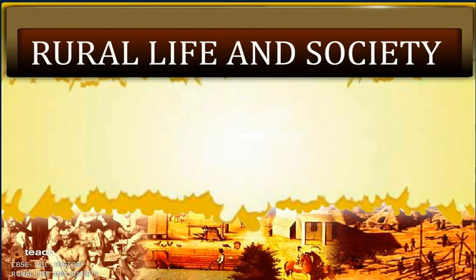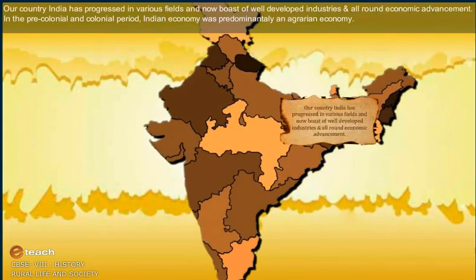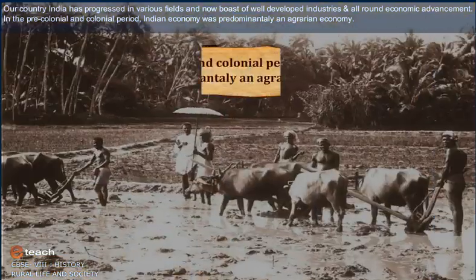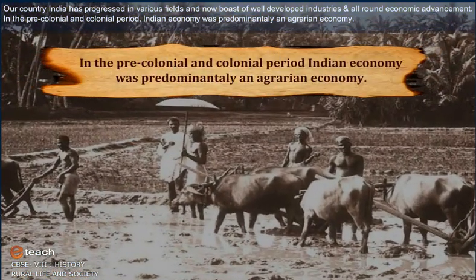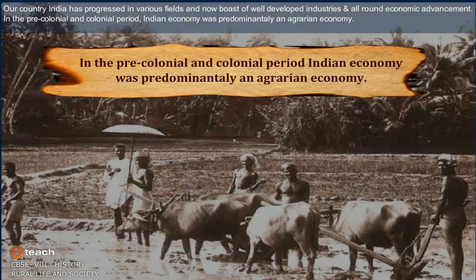Rural life and society. In this chapter, we shall learn the economic policies imposed by the British and their impact on Indian peasantry and agriculture. Our country India has progressed in various fields and now boasts of well-developed industries and all-round economic advancement. In the pre-colonial and colonial period, Indian economy was predominantly an agrarian economy.